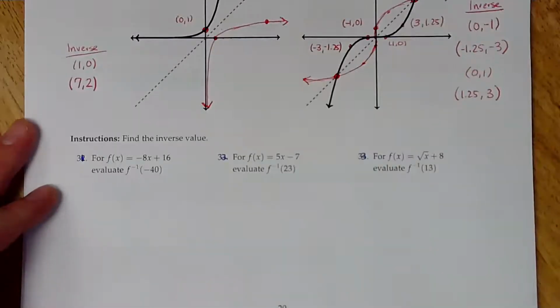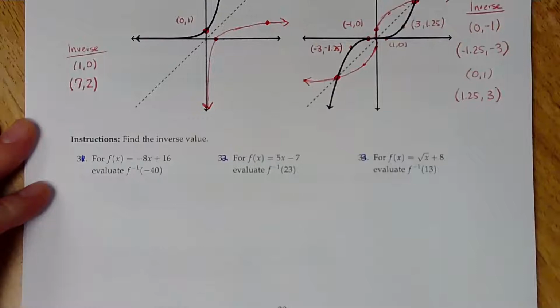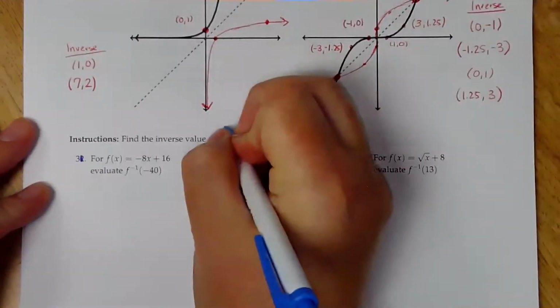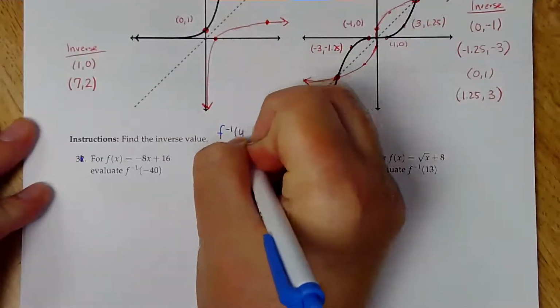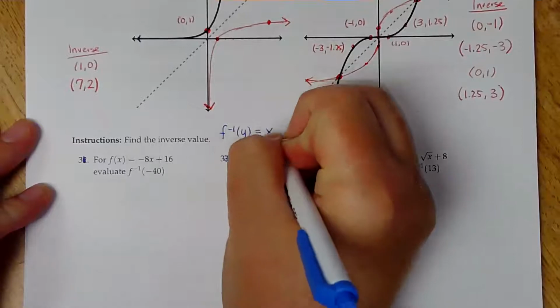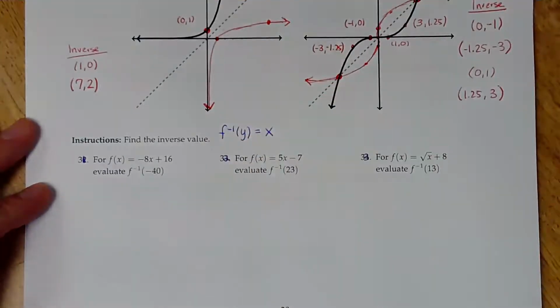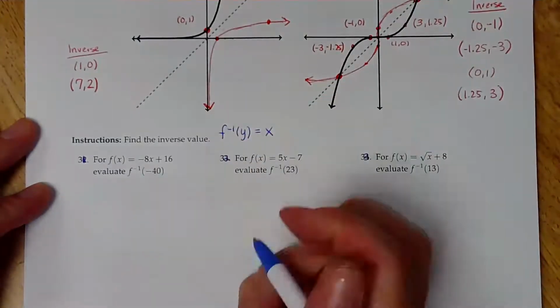All right, now we're going to look at using an equation or formula for f of x and then finding a specific inverse value. So if f of x is equal to negative 8x plus 16, we're going to evaluate f inverse of negative 40. So remember that this is f inverse of y is equal to x. So we are solving for x, and this is our y value.